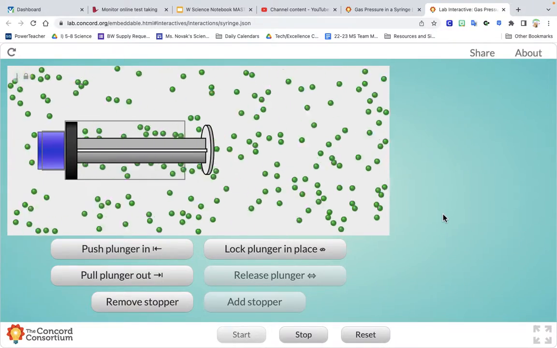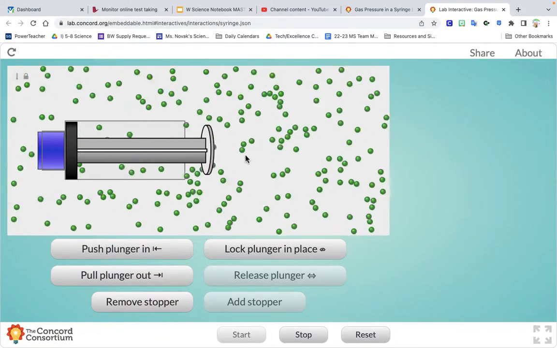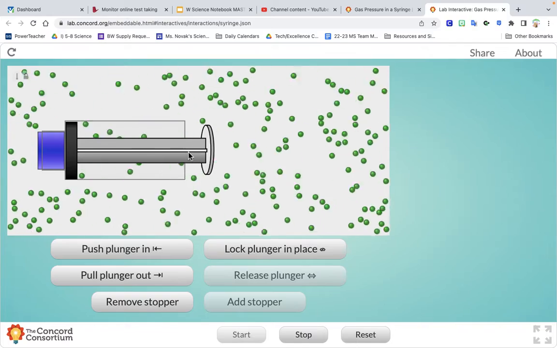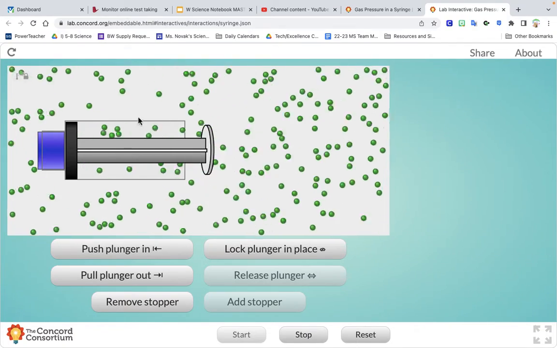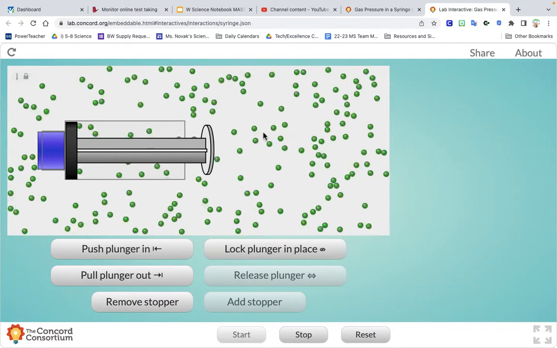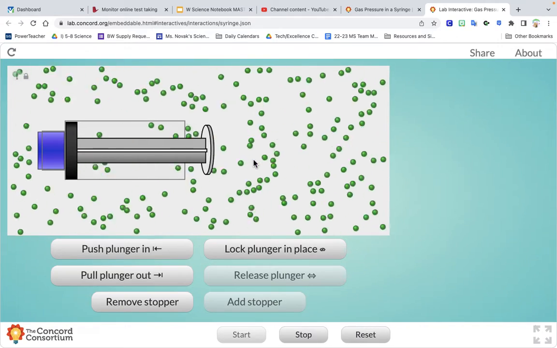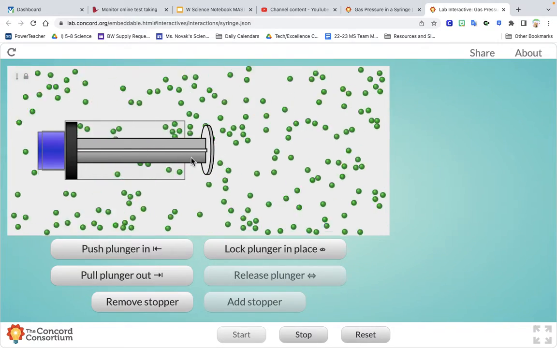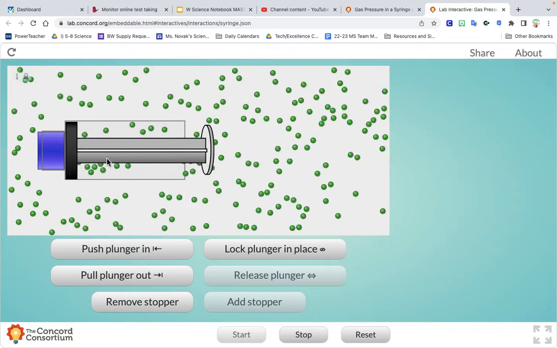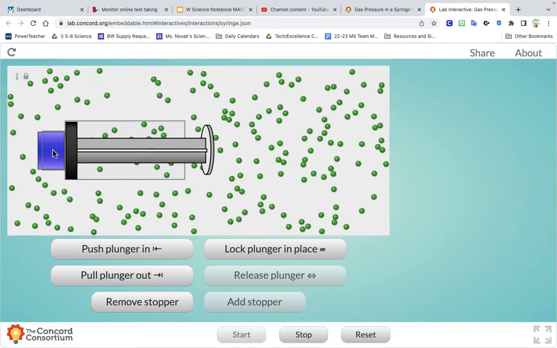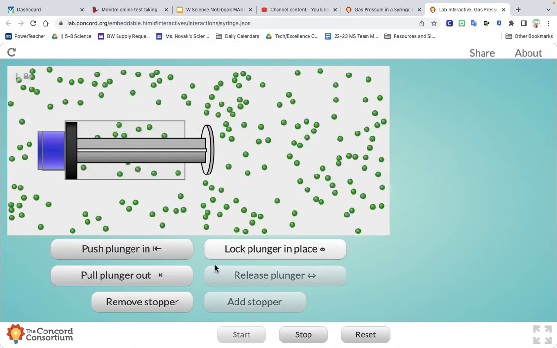So this simulation is a model of what happens with air when it's put inside of a plunger. As you can see, all these little green dots around the outside are representations of air particles. And then this is a syringe, and this stick right here is the plunger. There's a stopper at the top of the syringe.